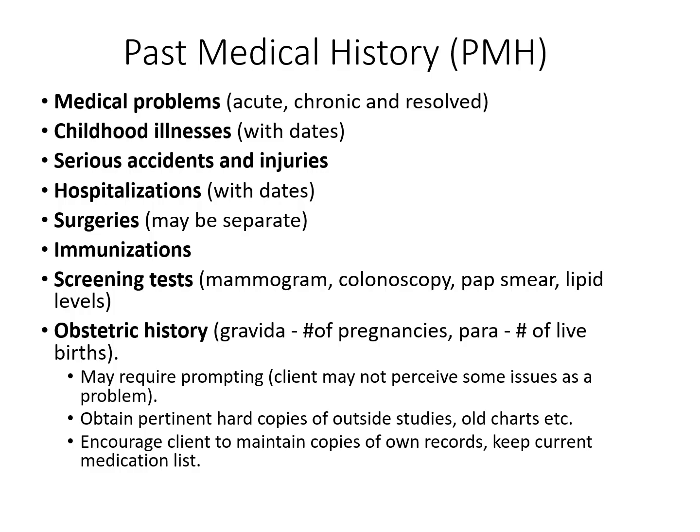We also review obstetric history for females, including gravida, which is the number of pregnancies they've had in the past, and para, which is the number of live births. Pregnancy history may reveal complications like gestational diabetes or preeclampsia that increase future health risks. Sometimes clients may not recognize something as medically important, so we may need to gently probe or clarify. And finally, we encourage our clients to maintain copies of important medical records and keep an updated medication list. This really supports continuity of care and improves patient safety.